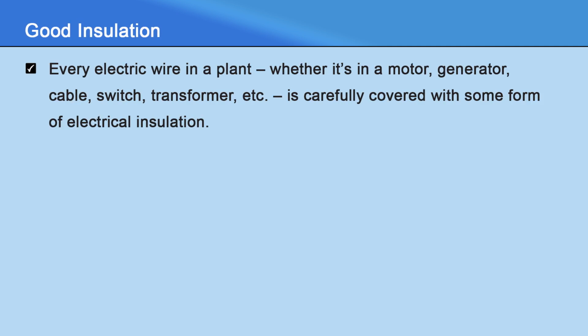So let us start with the good insulation. Which insulation is called as good? Every electric wire in a plant, whether it's in a motor, generator, cable, switch, transformer, etc., is carefully covered with some form of electrical insulation.